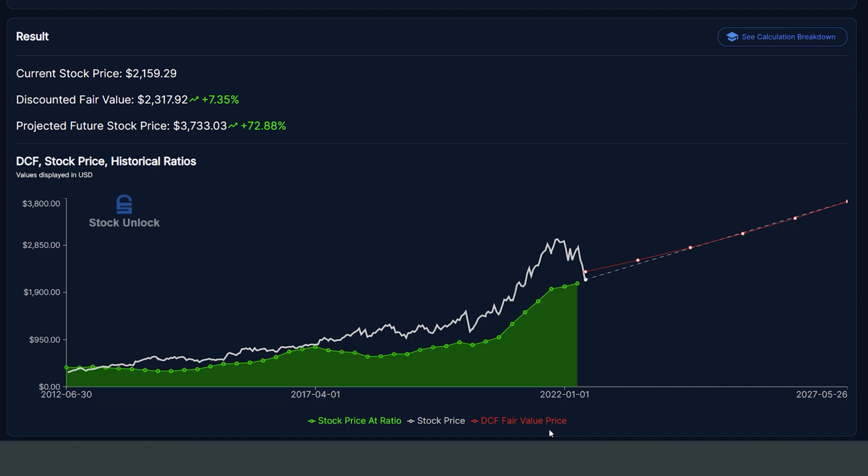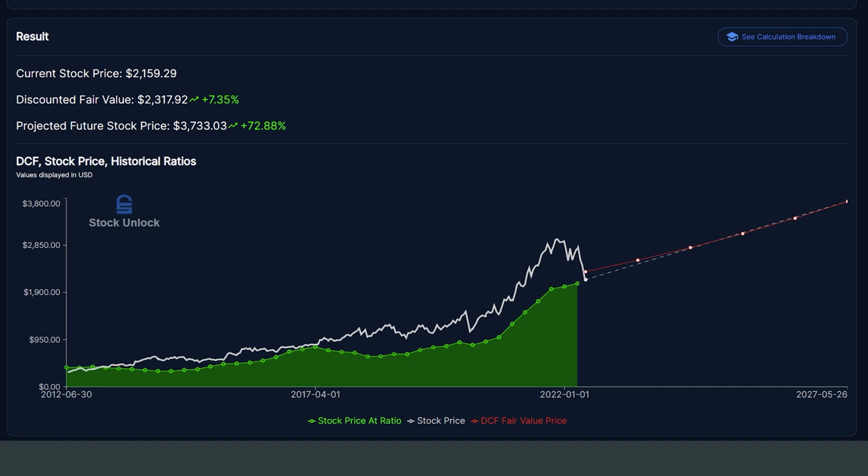Basically, this green area right here better visualizes how often Google has actually traded at a 20 price to free cash flow. And we can really see that over the past 10 years, Google hasn't really traded at a 20 price to free cash flow. I mean, the last time Google actually did was all the way back here in 2013 when the white line was below the green area. And basically what this tells me is that Google actually has traded above a 20 price to free cash flow over the past decade, essentially.